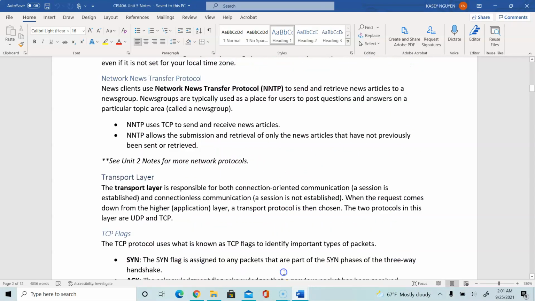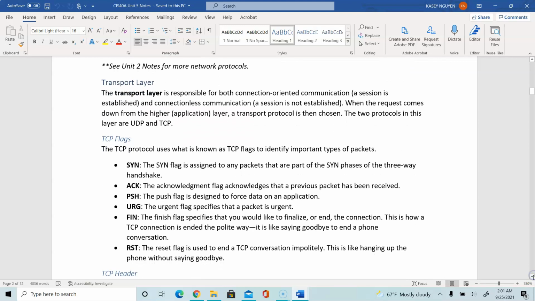Now let's come back to the notes, and we will talk about the transport layer a little bit further. The transport layer is used for connection-oriented and connectionless communication. TCP and UDP use this layer. TCP has a TCP header, and within its packet you would see the flags, which are normally identified as SYN for synchronize, ACK for acknowledgement, PSH for push, URG for urgent, FIN for finish, and RST for reset.